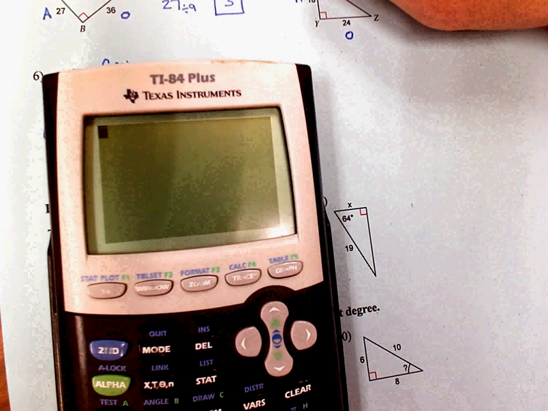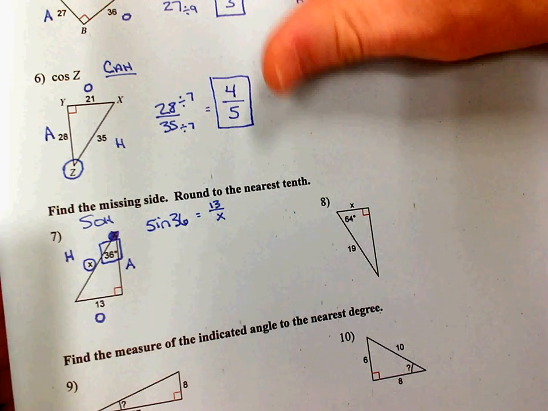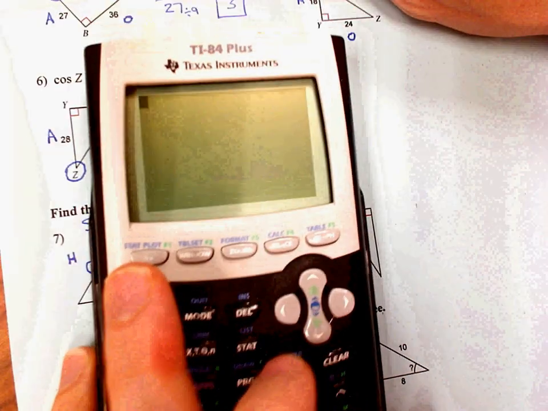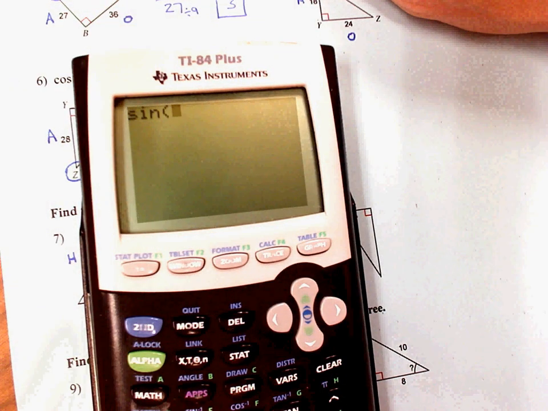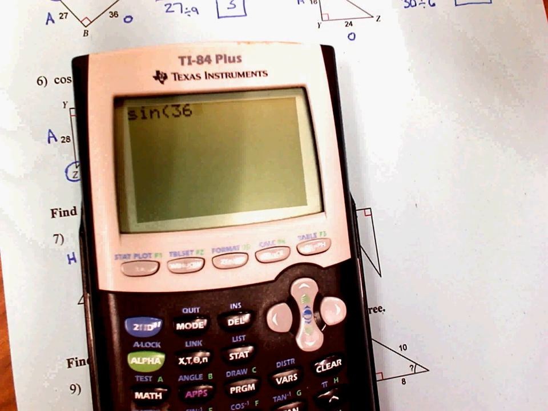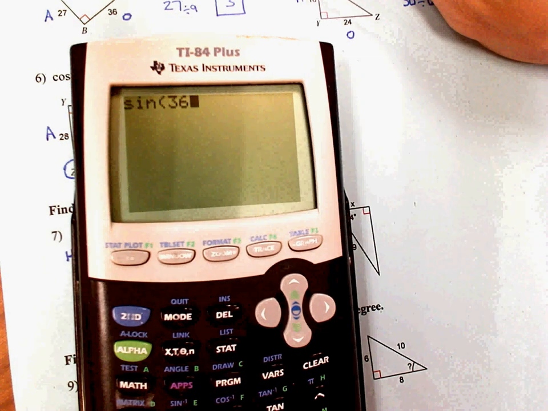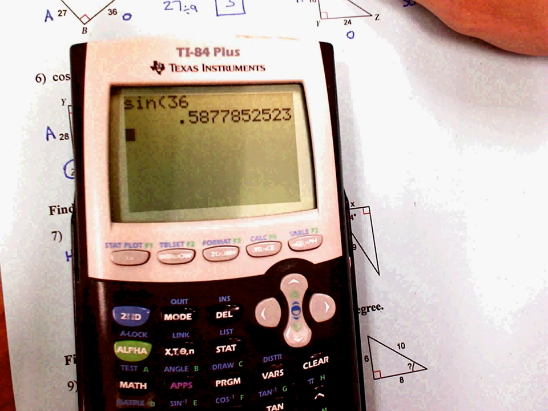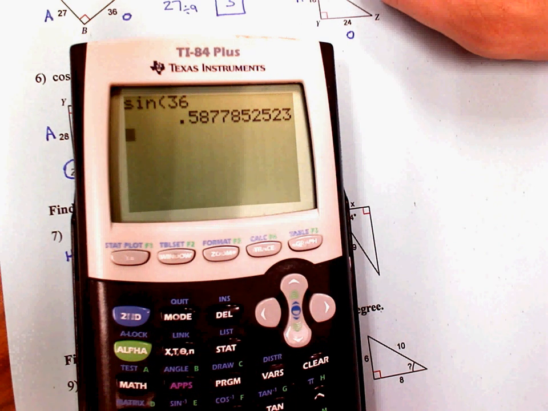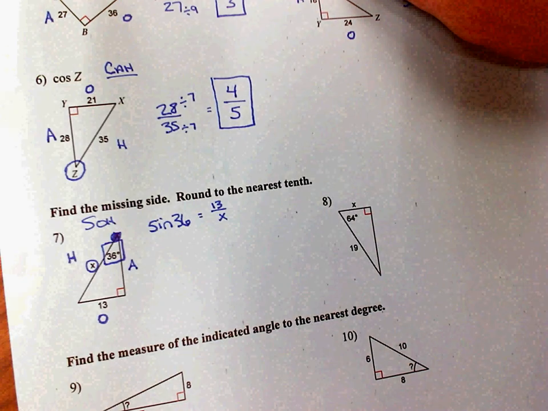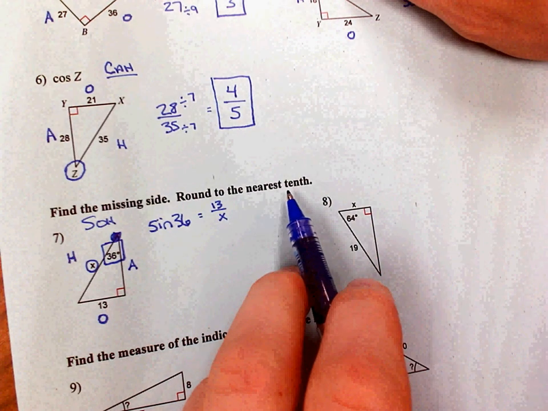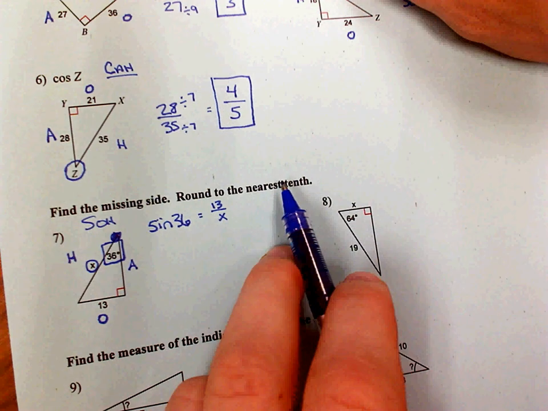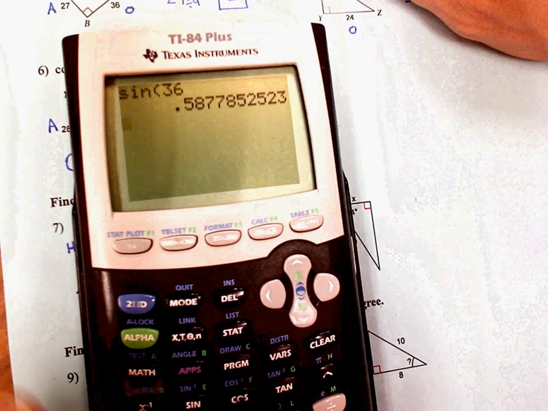So I put it in degree mode, and I need to figure out what the sine of 36 is. Now your calculator has every ratio in it stored. And so I see that the sine of 36 is 0.587785 blah blah blah. Now we're going to round that off. Let's say we round that just to 0.59. Two decimal places sounds good. Actually, let's round it to one because it gives me directions. Round to the nearest tenth. I guess I should read. So that would be 0.6.